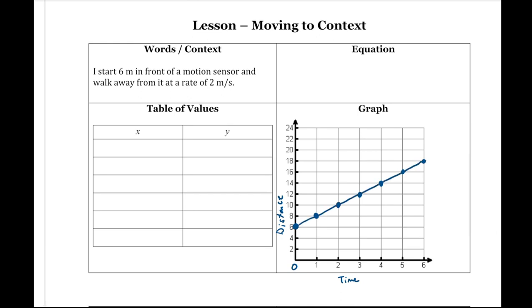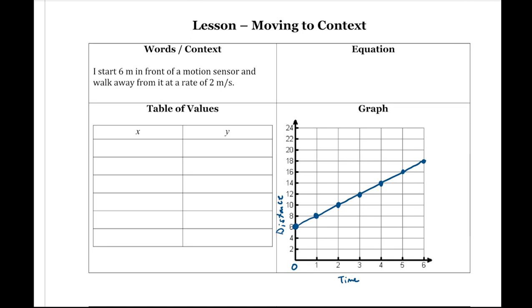And there's my line. And we know from our previous lesson that that's what our line would look like if we're walking away from something at a constant pace. So here we're walking away from something at a constant pace of 2 meters per second.